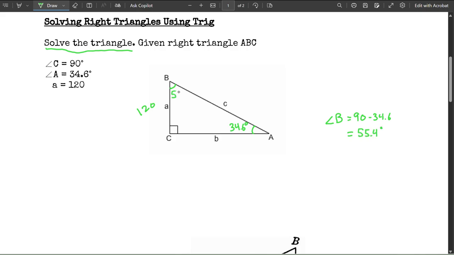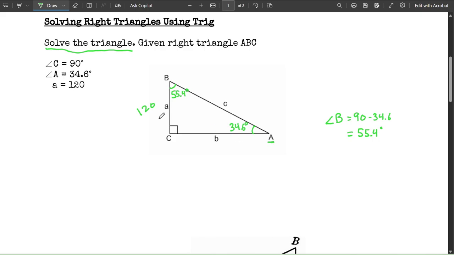So you can figure that out by hand or on a calculator. 55.4 degrees. Okay, it's a little degree symbol, not a zero. All right, now we can begin to find sides B and C. So let's figure this out in reference to angle A.